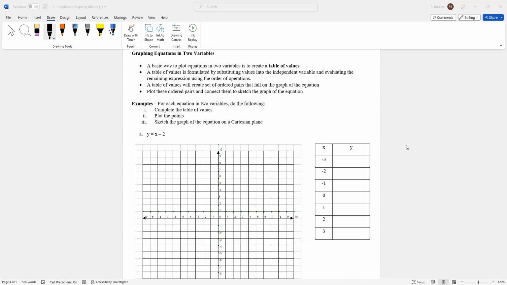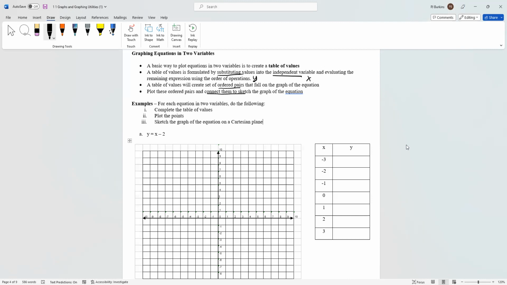So this is, as the second bullet point says, substituting values for the independent variable, that's x, and evaluating the remaining expression using the order of operations. That gives us our y value. Then use the table of values, right? The x and the y, which are ordered pairs. Plot those ordered pairs, and then you're going to connect them, which creates a sketch of the graph.